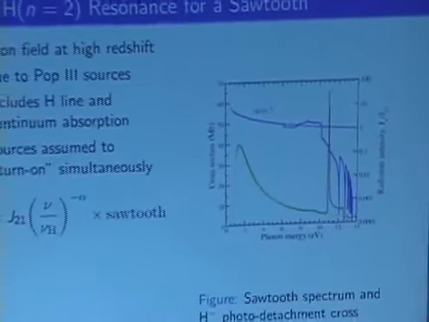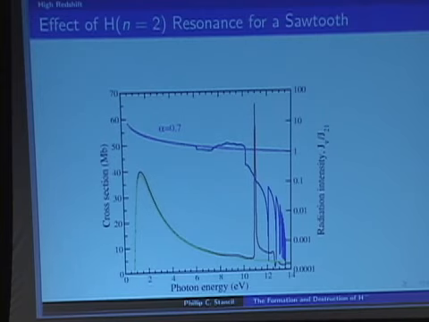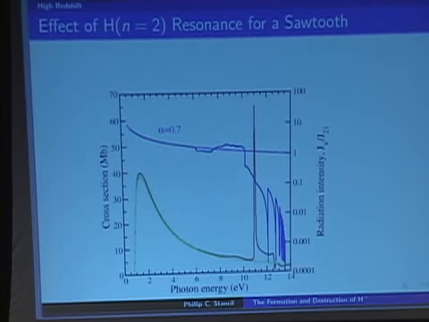And just to emphasize that, here's another plot, showing how neatly it fits in this window. So there'll be a lot of photons in here near the resonance.